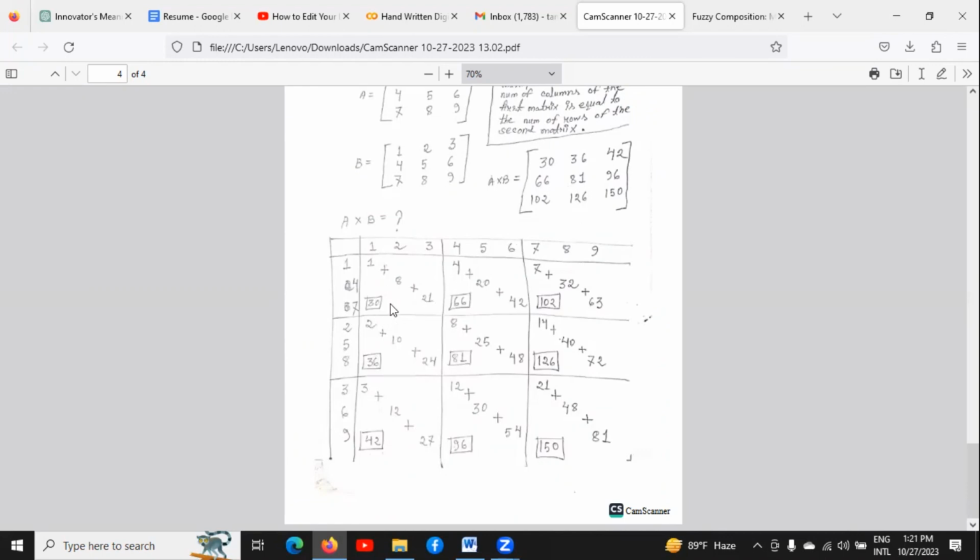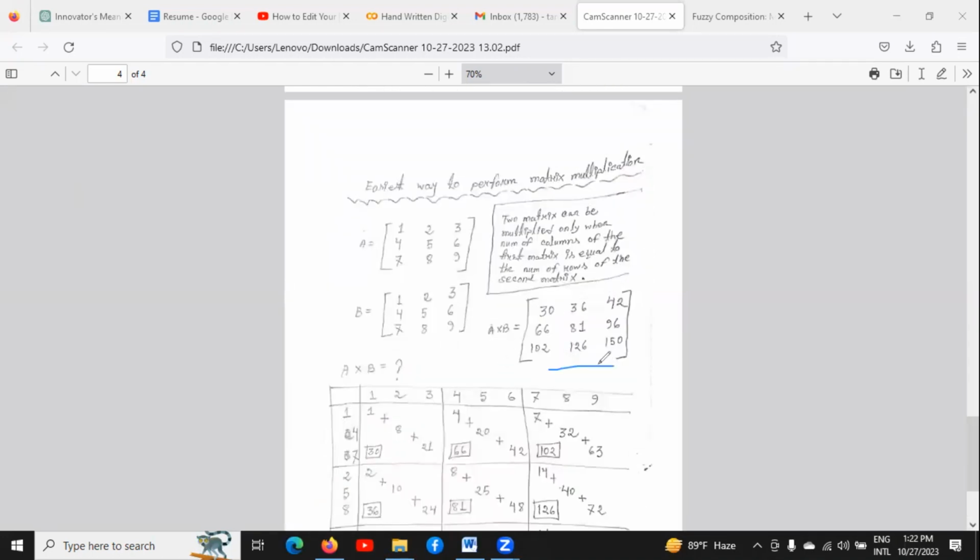After that, we have to write the numbers that are in the same column in the same row, which means 30, 36 and 42 are in the same column. So we have to write them in the same row, which means like this. Then again, 66, 81 and 96 are in the same column. So we have to write them in the same row, which means like this. Similarly, for this column also.